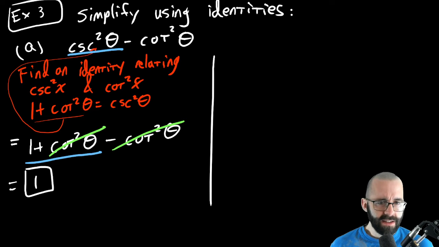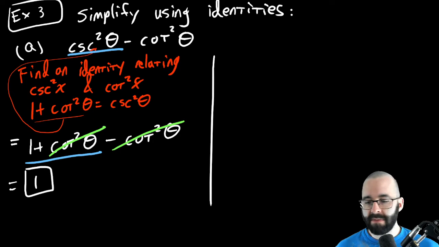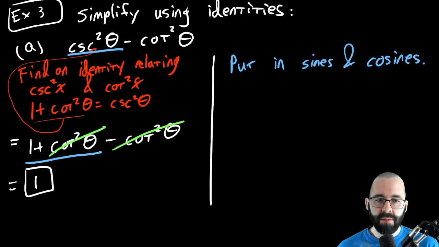I think it's a little hard to see this, but if you see this, great. Use this method. This is a great method. Another method that you can use is put everything in terms of sines and cosines. This is usually a more straightforward method, but it's a little messier and it might take a little time.